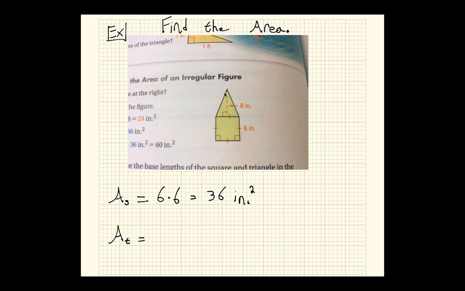Now the area of the triangle. If you remember what these little marks mean, if this is 6 inches here, everything else with a little mark is 6 inches, including this base of the triangle here. So we have 6 times the height, which is 8, but remember we need to take half of that. So half of 6 times 8, that should give me 3 times 8, which is 24 inches squared.